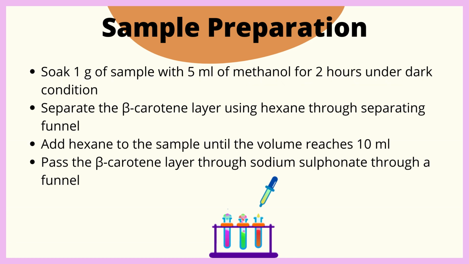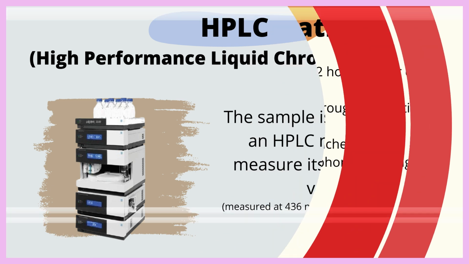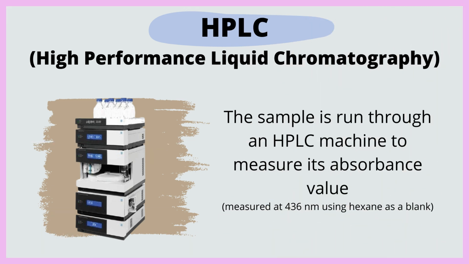The beta-carotene layer can then be separated using a separating funnel. This sample is further purified by adding hexane until the volume reaches 10 milliliters, and the beta-carotene layer is finally passed through sodium sulfate through a funnel to remove the remaining moisture. After going through all the preparation steps, the sample can finally be analyzed by high-performance liquid chromatography, or HPLC.